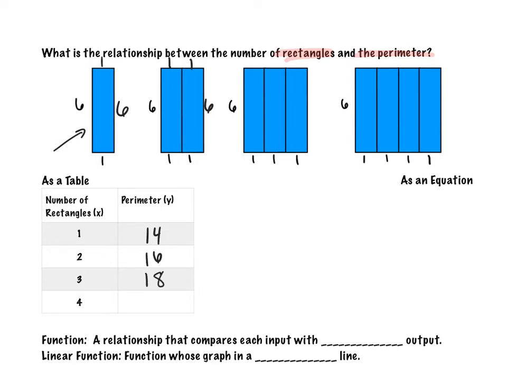18. You notice the pattern here? Yes. It goes up by 2. So 4 is going to be 20. You could check that. I could say 6 and 6 is 12, then you have 13, 14, 15, 16, 17, 18, 19, 20. Good. So now I've got a table that represents this relationship.